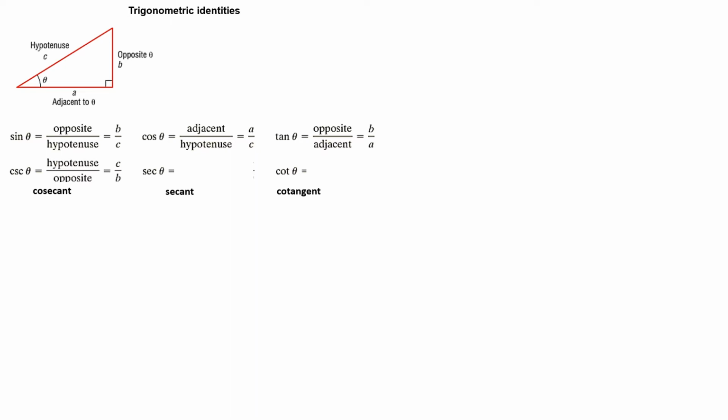Cosecant is a multiplicative inverse of sine. Secant is a multiplicative inverse of cosine. Cotangent is the multiplicative inverse of the tangent.